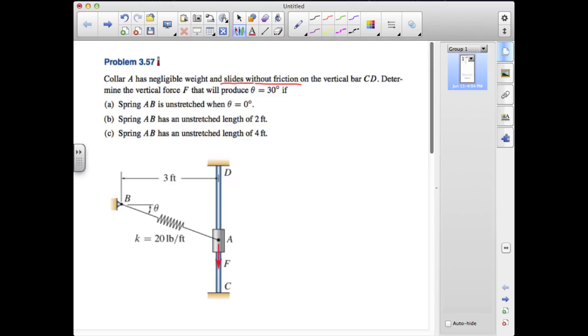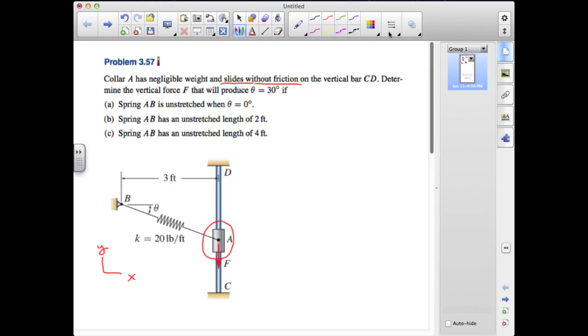Our focus will be on the collar at A, and we'll be drawing a free body diagram based on this isolating surface. We'll have a force carried by the spring. We will have a reaction force between the collar and bar CD that's purely normal, or in this case horizontal, using a standard XY coordinate system. And then we also have the force F.